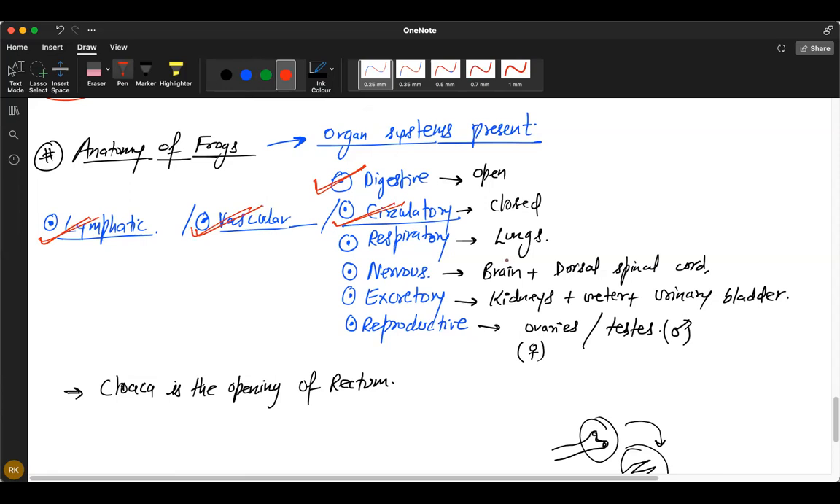Clear, everyone? Any doubts still here? Thumbs up if it's clear. Yes, sir. Okay, perfect. Now let's go to the respiratory system and write down: lungs and skin, moist skin. So the respiratory system in frogs is slightly divided. When they are in water versus on land, they use it differently.